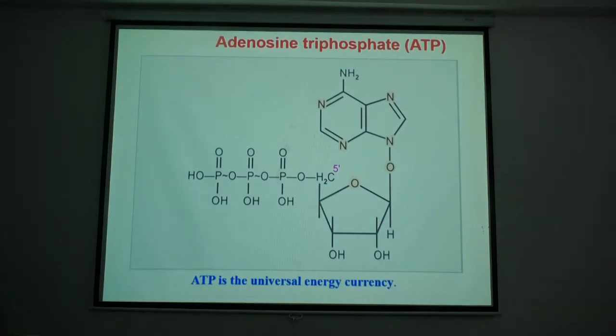This is the structure of ATP. What is this bond? These two bonds, what is that? This is a high energy bond, also called a squiggle bond. Why is it called a high energy bond? Because it will give energy of how much? More than or equal to 7.3 calories.